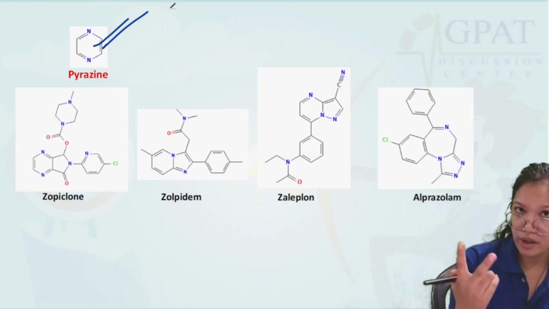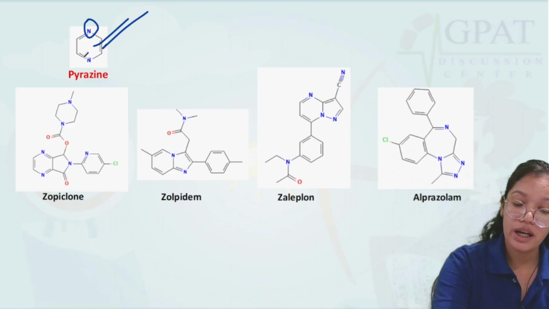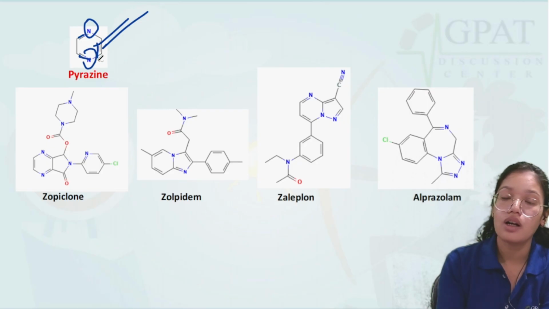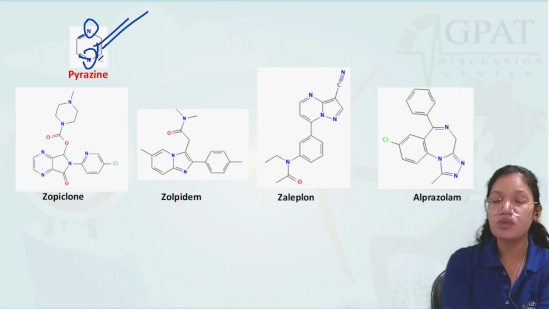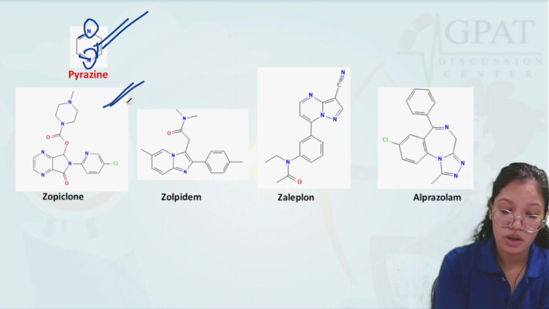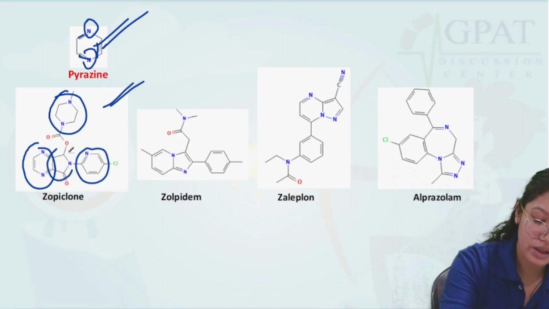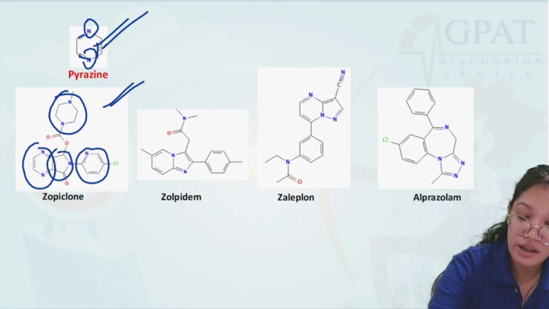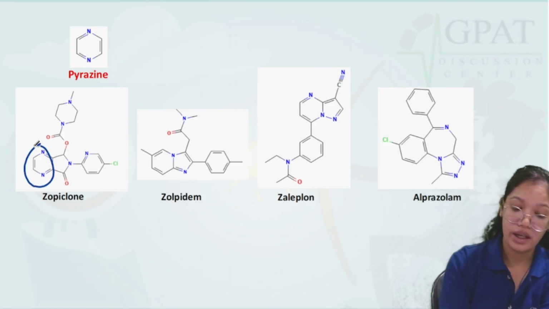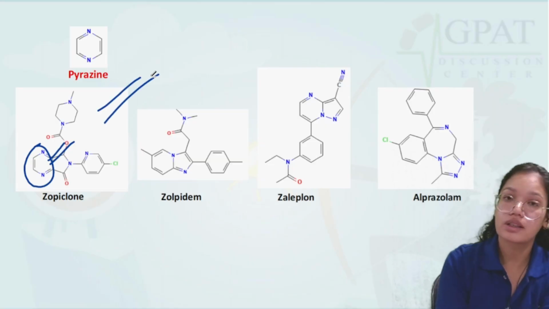So this is the structure of pyrazine. It is a two heteroatom containing ring with both the heteroatoms the same, that is nitrogen, and it is an aromatic ring. So unsaturation is there. So which particular drug contains that ring? Here we look at zopiclone. In zopiclone, there are four heterocyclic rings, and among these heterocyclic rings, one is the pyrazine. So yes, zopiclone does contain the pyrazine ring.